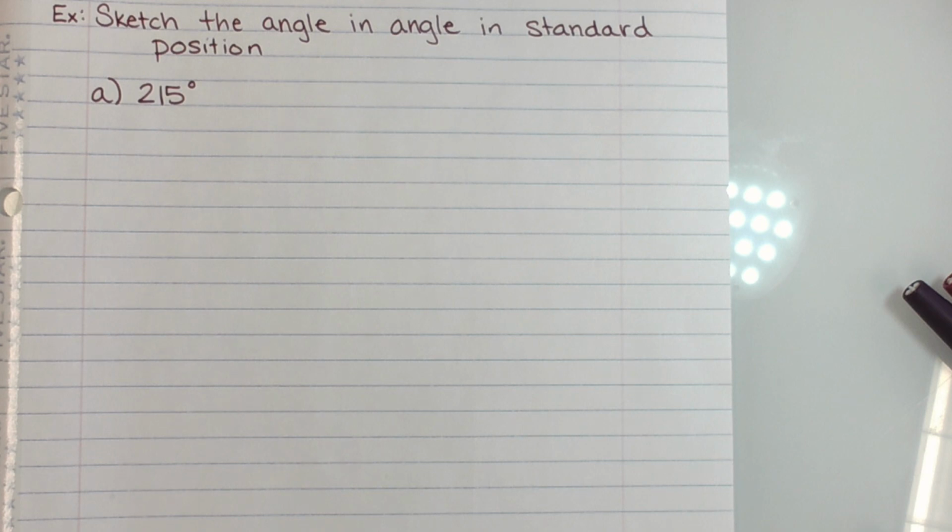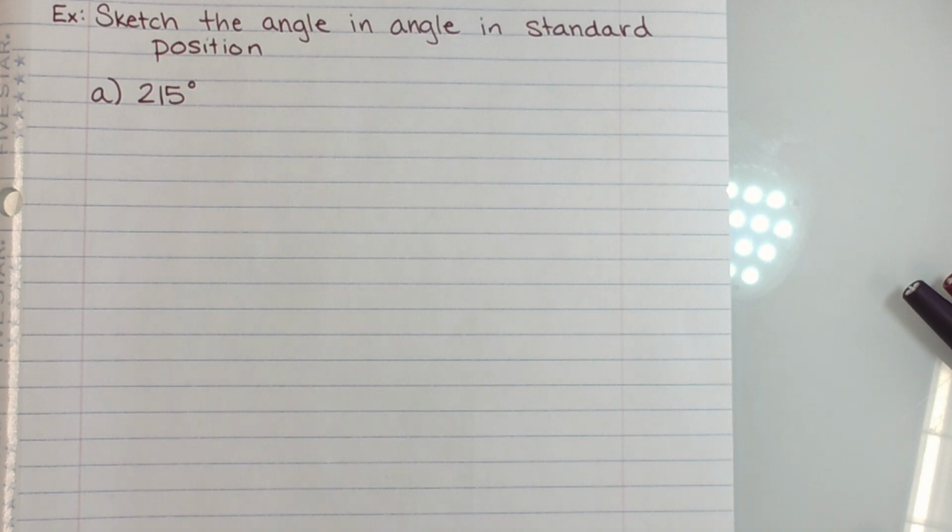So, if you want to sketch an angle in standard position, remember what the requirements for standard position were. Vertex is on the 0, 0, the origin. Initial side, positive x-axis on the right side. And then we've got the terminal side going through. Counterclockwise is positive, clockwise is negative.